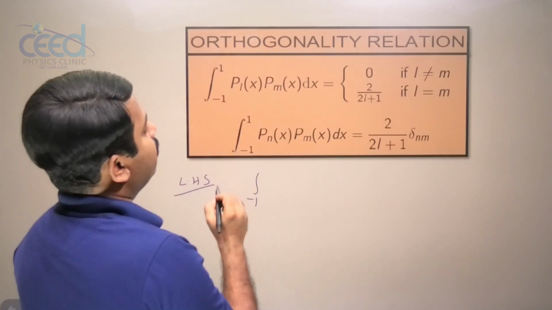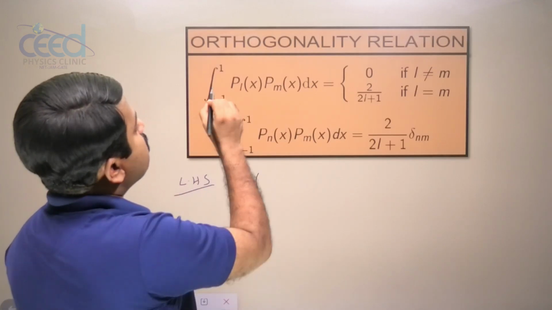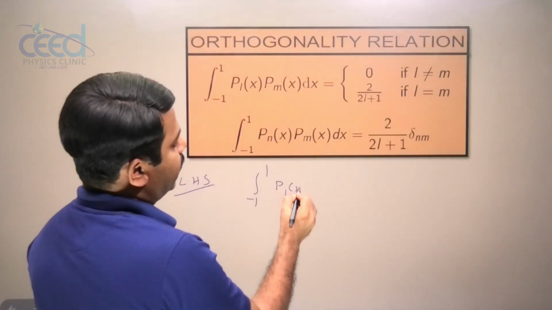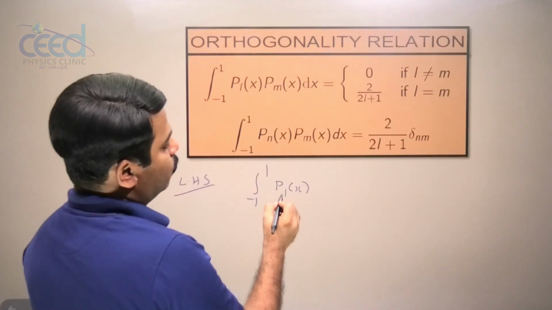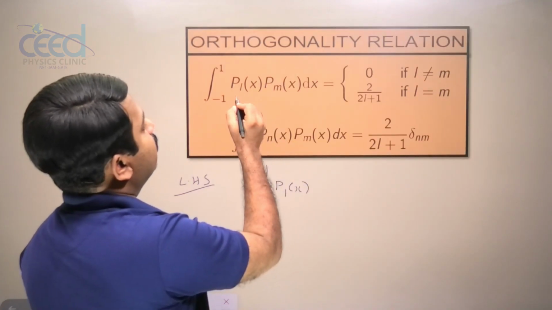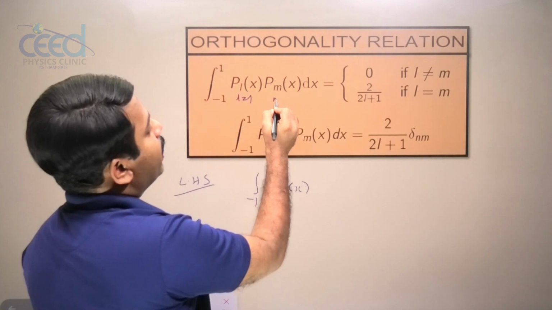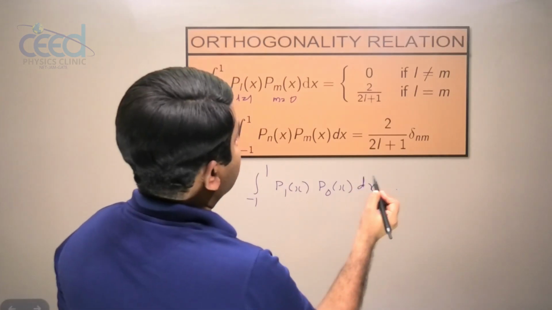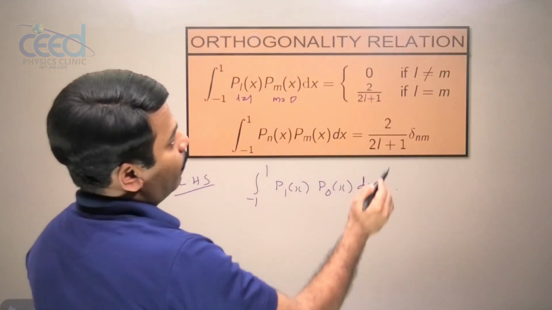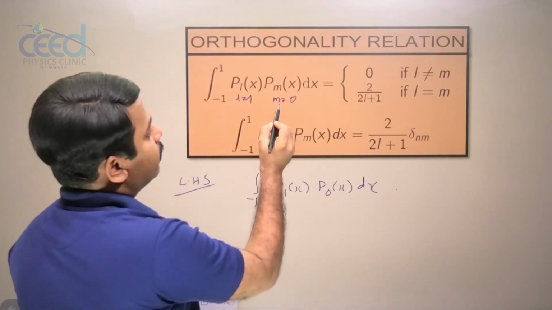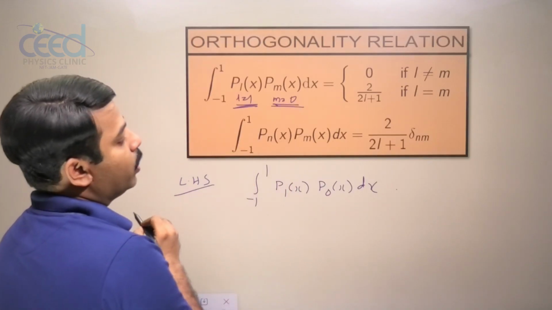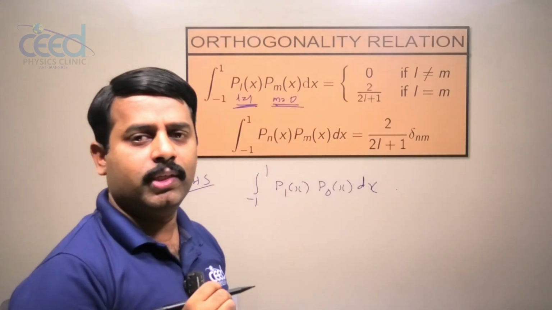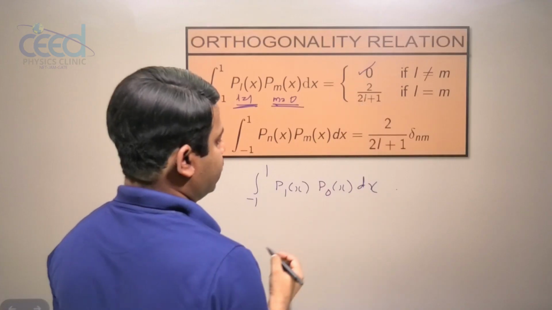Okay, LHS: I am taking the integral from minus 1 to 1 of P1 of x, so L I am taking as 1, m I am taking as 0, then P0 of x dx. Here the condition is L not equal to m. Let us check whether we are getting 0 or not. If we get 0, this part is correct.